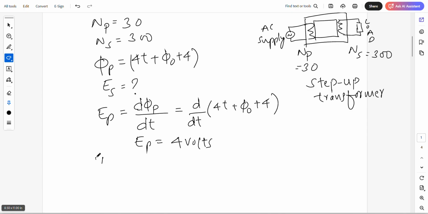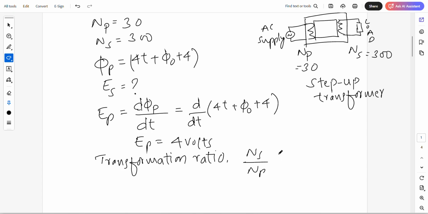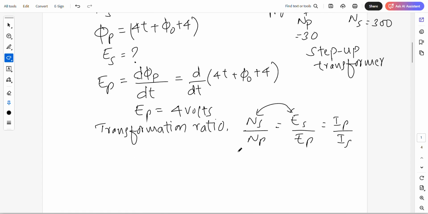Now you know the transformation ratio. What is the transformation ratio? This we have seen in the previous video. It is given by the formula NS by NP is equal to ES by EP, that is equal to IP by IS. Now from here we can equate these two, and we can very easily get the value of ES.